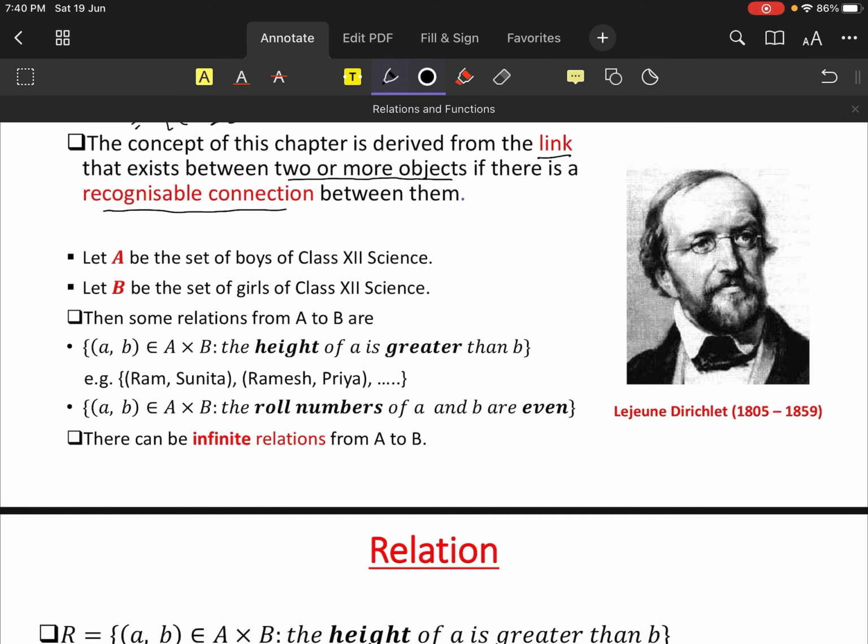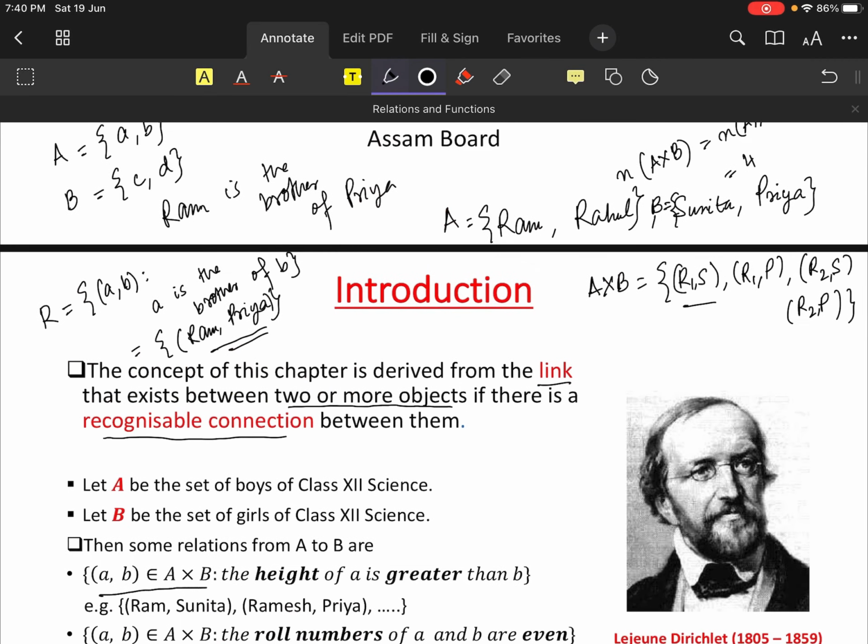Okay. Now let's go to this slide. Let A be the set of boys of class 12 science, and let B be the set of girls of class 12 science. Then consider some relations from A to B. How many relations from A to B are possible? First and foremost, there can be infinite relations. How? We can say that (a, b) is an element of A cross B. Here, Ram comma Priya is an element of this Cartesian product.